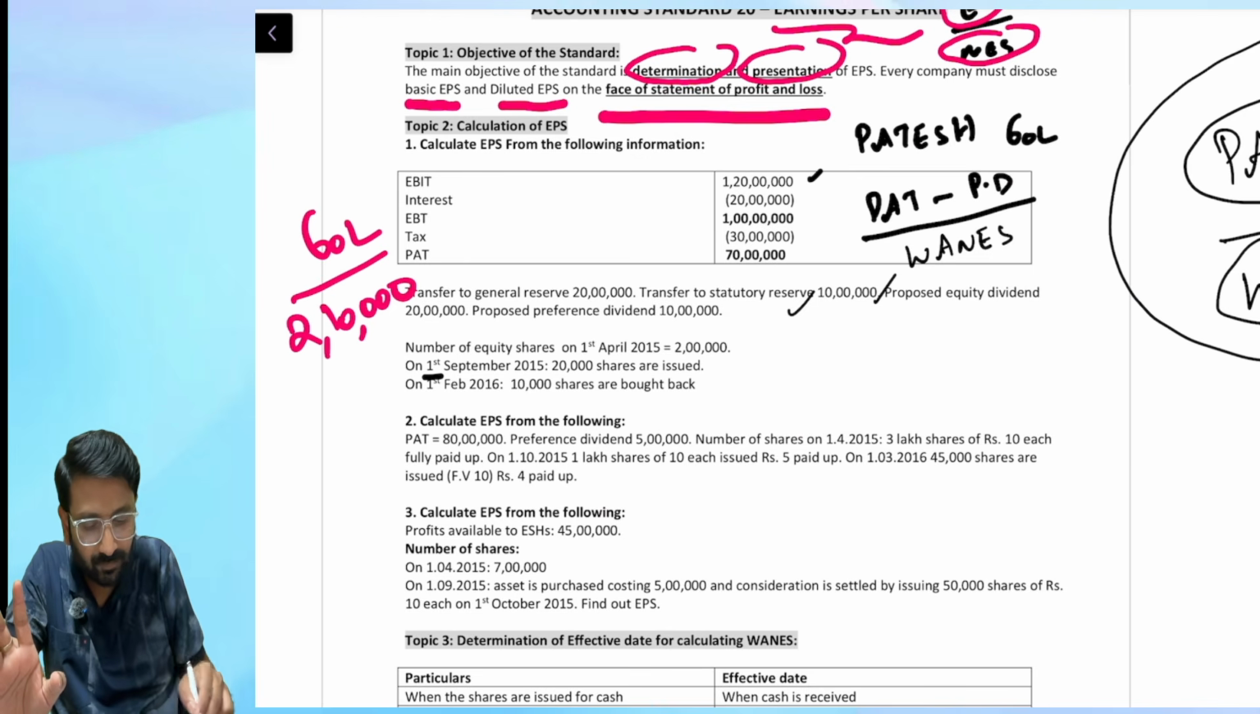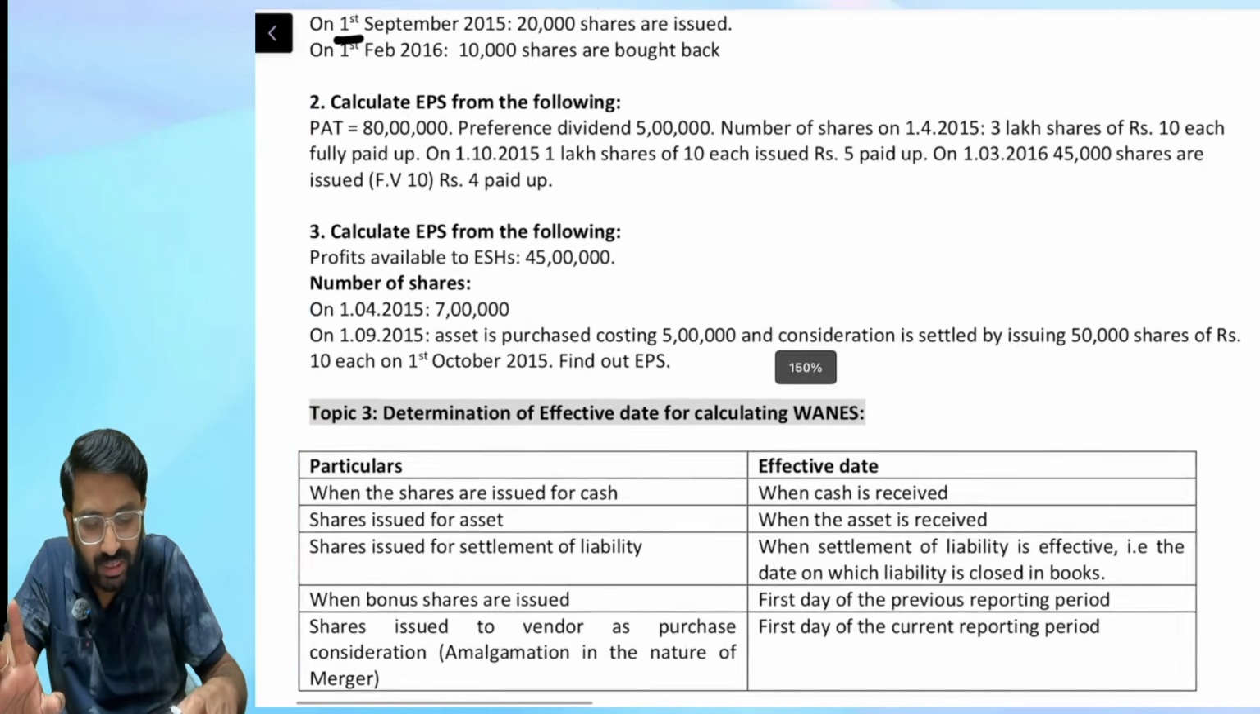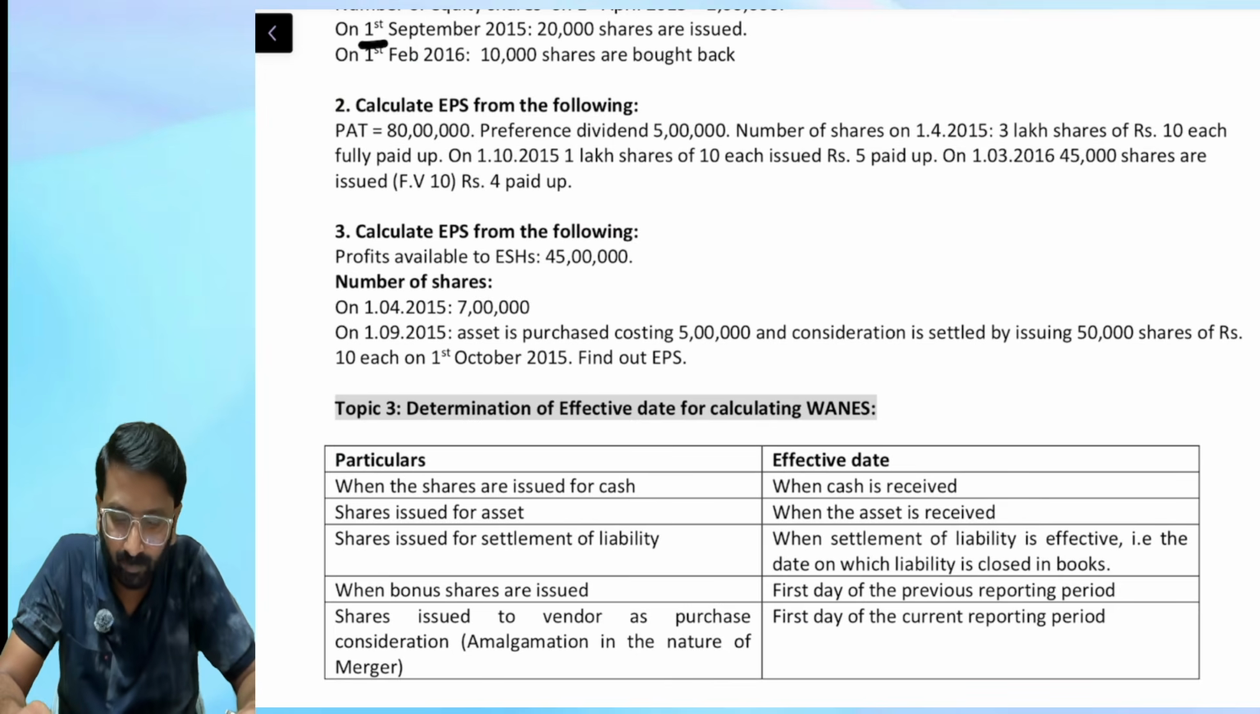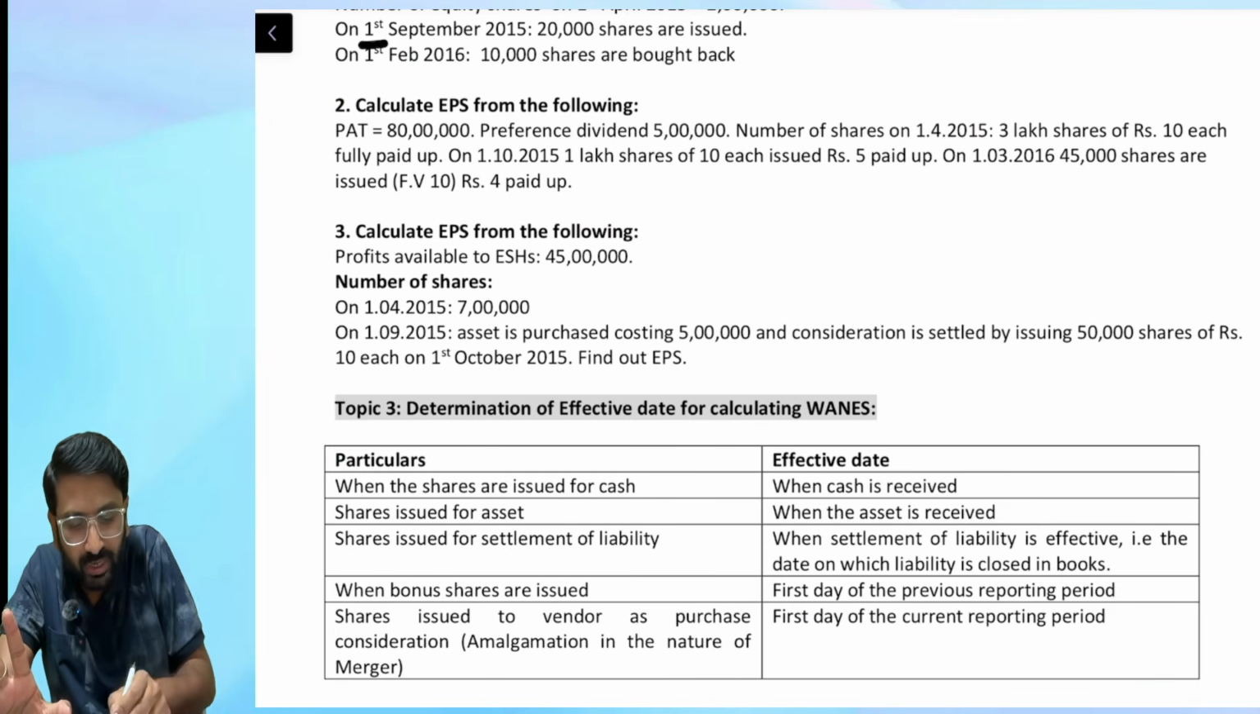Now let us move on to example number 2. Second example, you see. Calculate EPS from the following information. PAT is given to you: 80 lakh. Preference dividend is 5 lakh. So can I say the numerator will be 75 lakh, 80 minus 5 will give you 75 lakh.